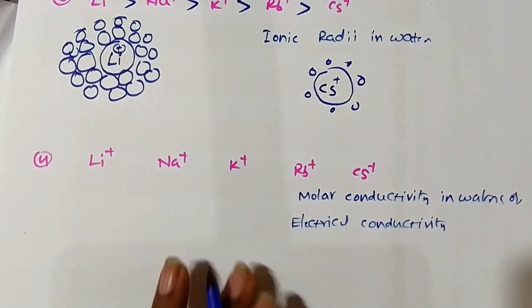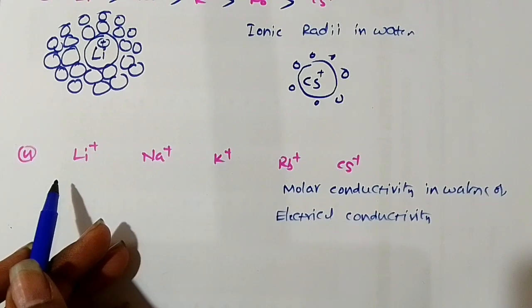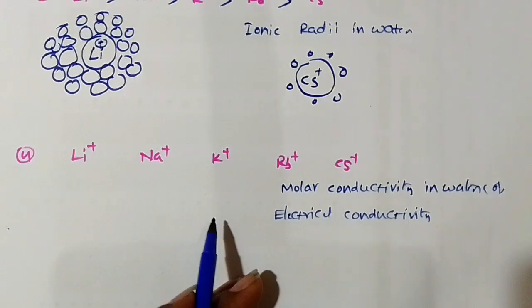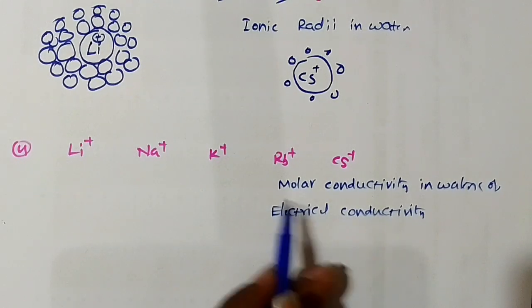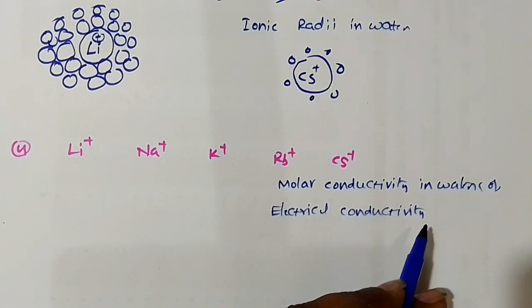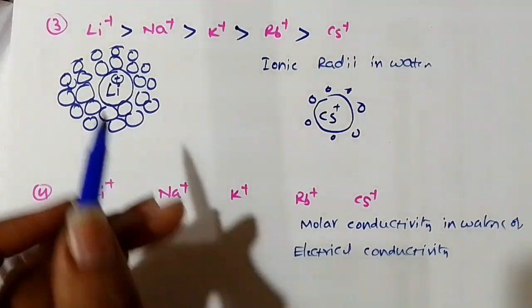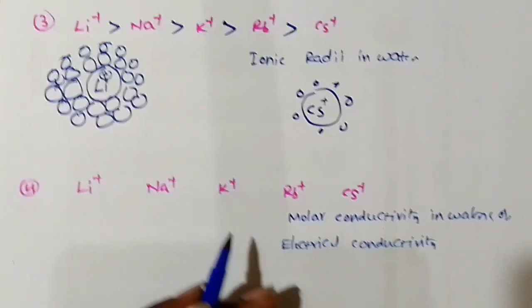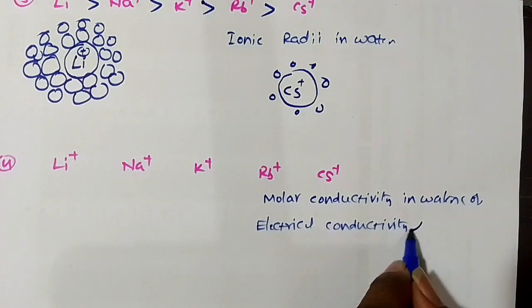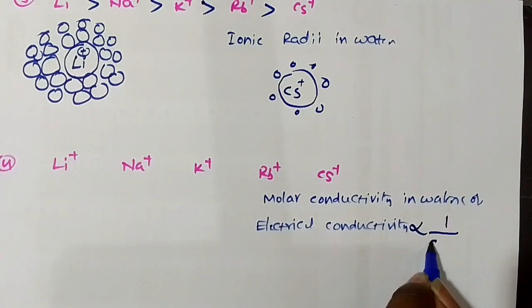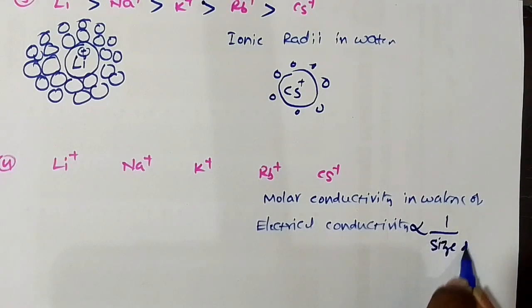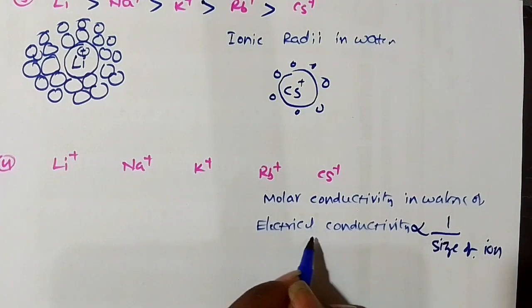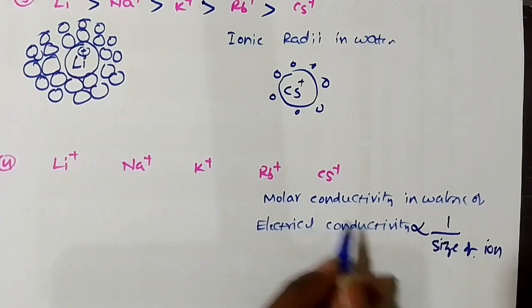Now coming to question number 4. Given the first A group element ions lithium, sodium, potassium, rubidium, cesium, we have to find out the order of electrical conductivity or molar conductivity in water. In the third question we discussed the size of the ions in water: lithium has more size, followed by sodium, potassium, rubidium, cesium. Electrical conductivity is inversely proportional to the size of the ion. If the size of the ion is more, electrical conductivity is less. If the size of the ion is less, electrical conductivity is more.